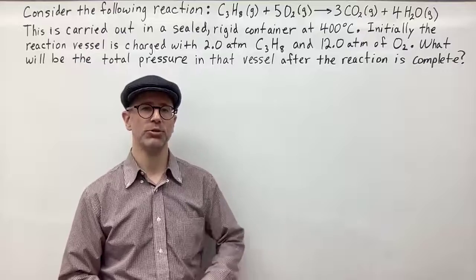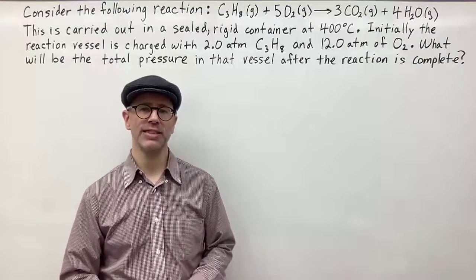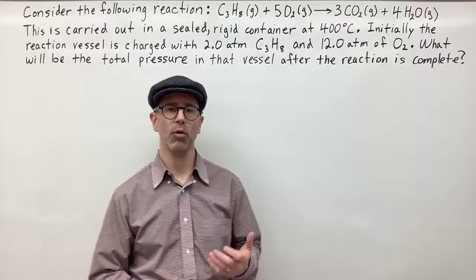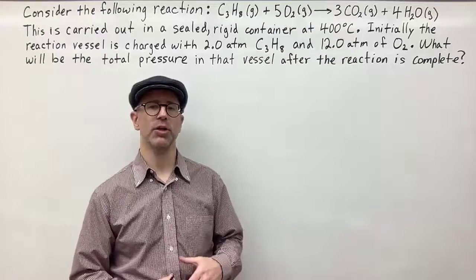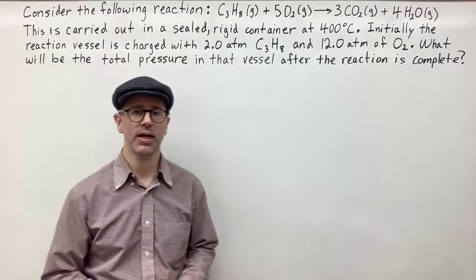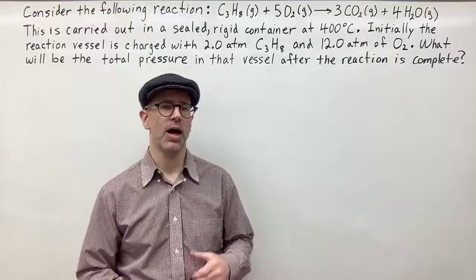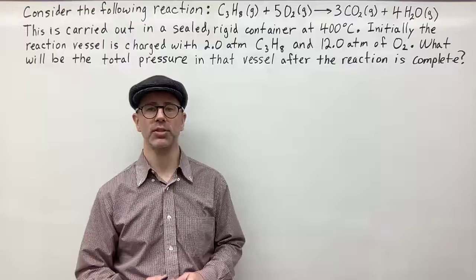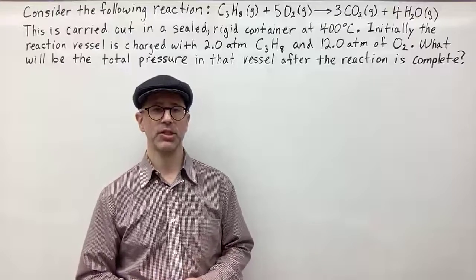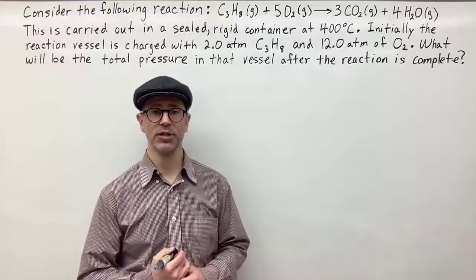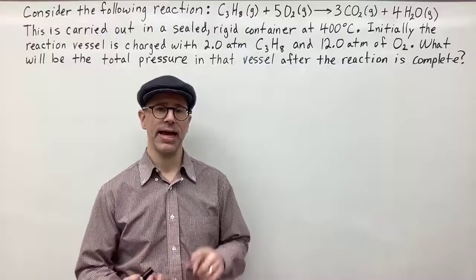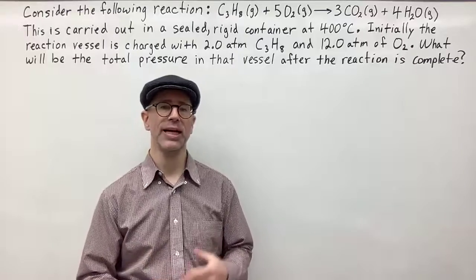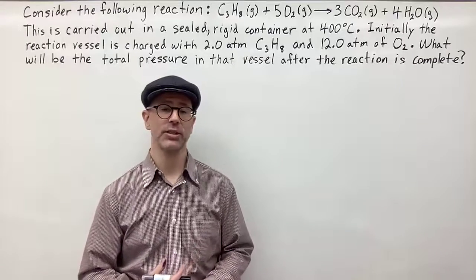In this problem we're asked to consider the following reaction. We have C3H8 gas, which is propane, reacting with 5 moles of oxygen gas, and that's going to produce carbon dioxide and water. This is carried out in a sealed, rigid container at 400 degrees Celsius. Initially, the reaction vessel is charged with 2 atmospheres of the propane, C3H8, and 12 atmospheres of oxygen. What will be the total pressure in the vessel after the reaction is complete?